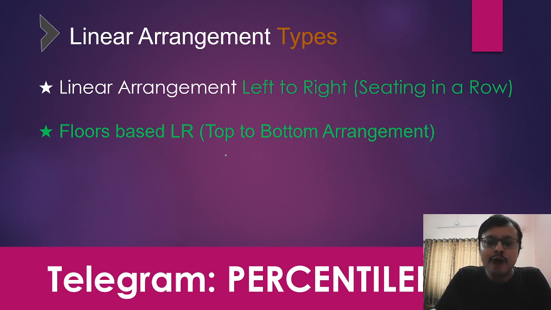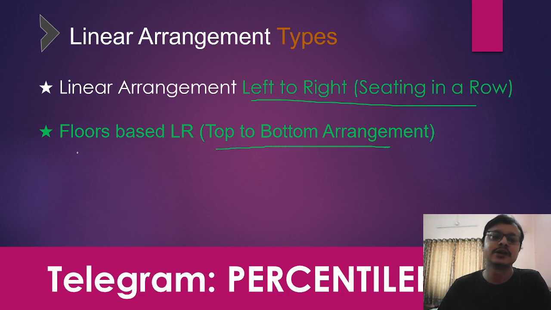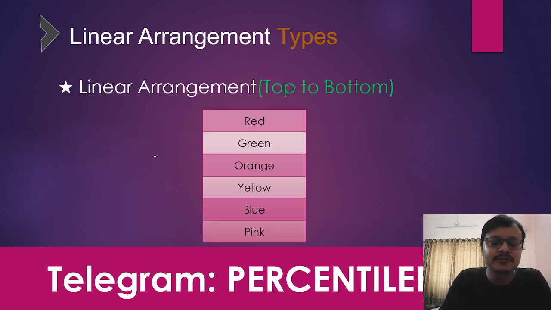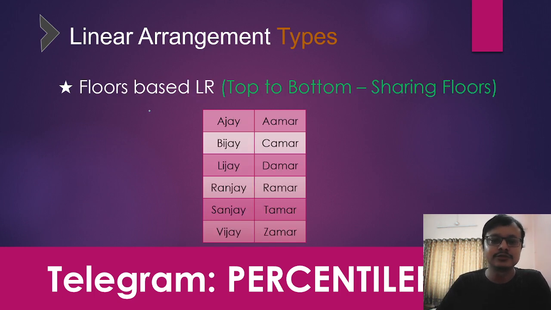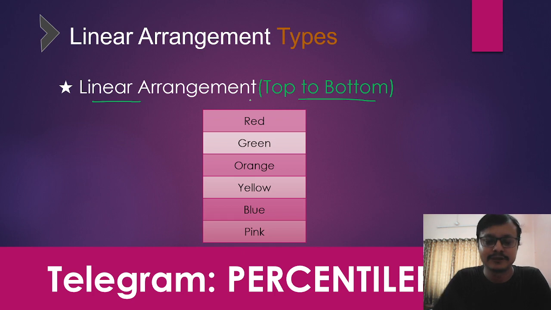Now, while most of us are used to doing what is called a left to right seating in a row arrangement, what a lot of us miss out on is the top to bottom arrangement. So a very interesting example of top to bottom arrangement would be twofold. One is linearly top to bottom and the other is what is called floors based LR, which is also top to bottom. So let us look at both of them.